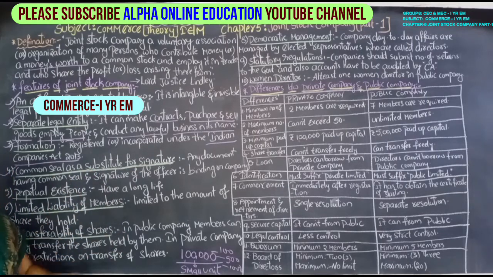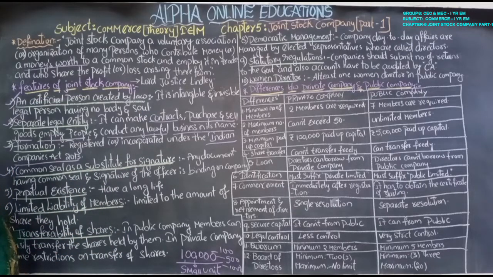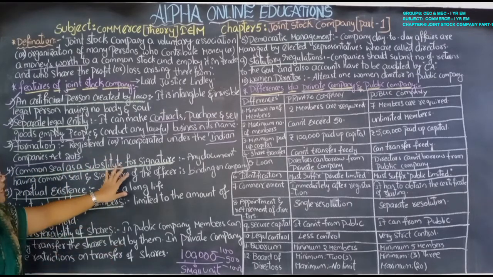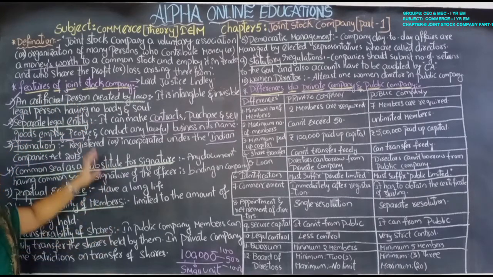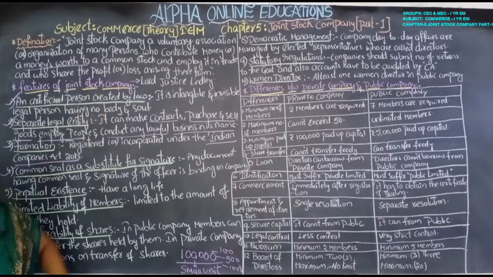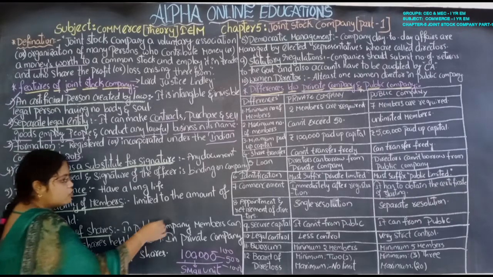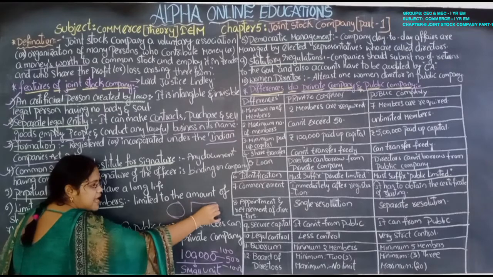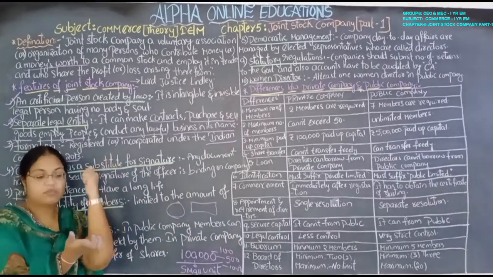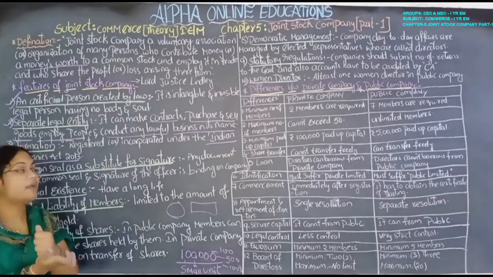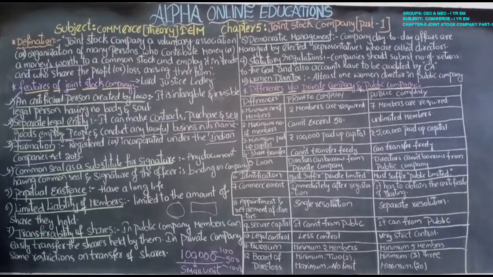Substitute means, you know, in economics we have substitute goods, right? So common seal as a substitute for signature. See, company is an artificial person. It can't sign because it doesn't have any body or soul. So it can't do sign. That's why a common seal is prepared. A common seal, round seal or stamp is there. Okay, common seal, round seal will be there. They will keep the seal on the legal documents. Okay, documents means what? Papers.